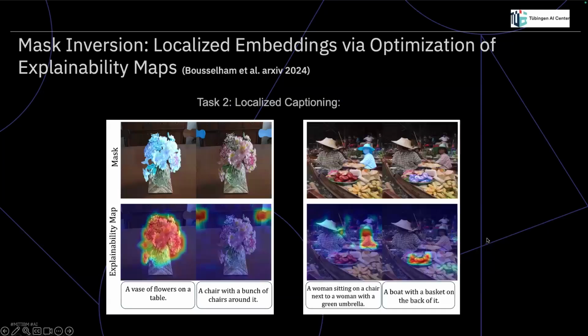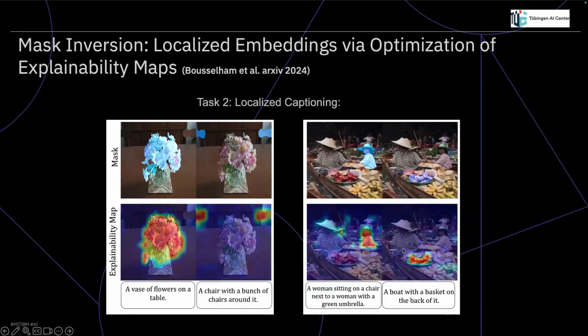Second, obviously, we also tested localized captioning. Here it's probably a bit hard to see. Same image. Here we mainly masked the flowers, and as a result, we get a vase of flowers on a table. And here the mask is on the chairs in the background, and the respective caption that we get is indeed a chair with a bunch of chairs around it. So it's completely ignoring the flowers in the middle in this case.